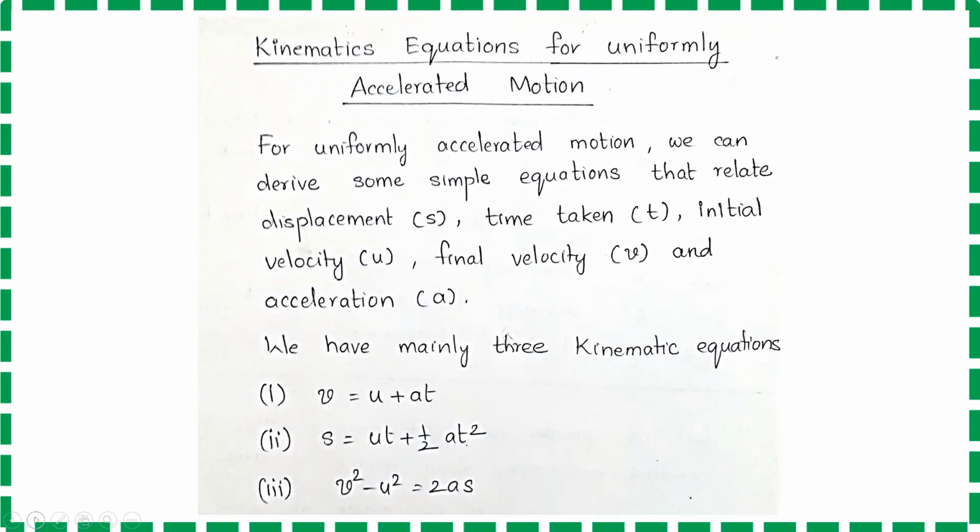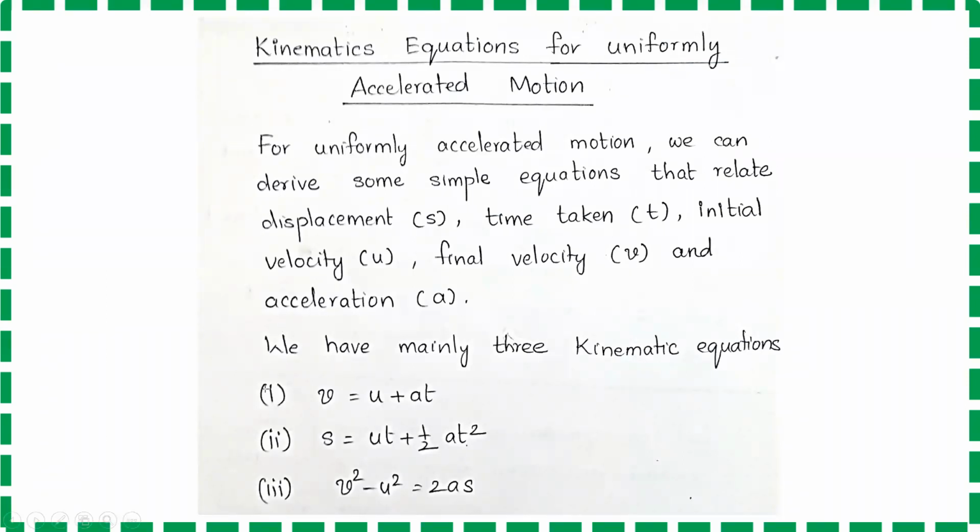For uniformly accelerated motion, we have to derive some simple equations. Those equations use the variables displacement, for which we use the notation S, time taken t, initial velocity u, final velocity v, and acceleration a. And we have mainly three kinematic equations.